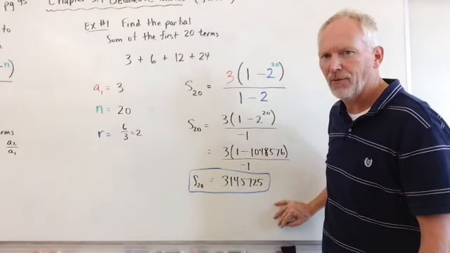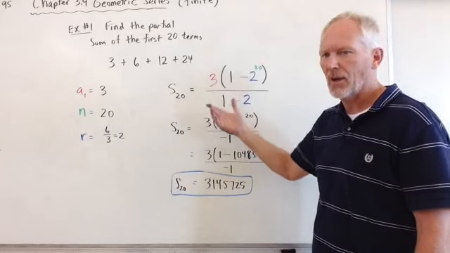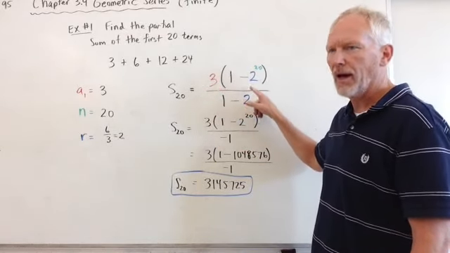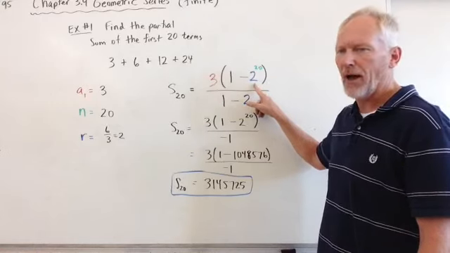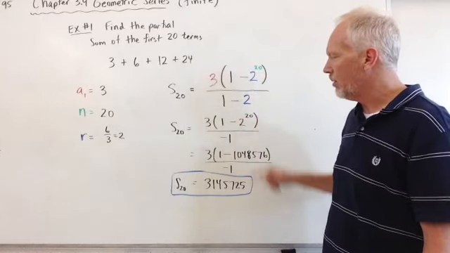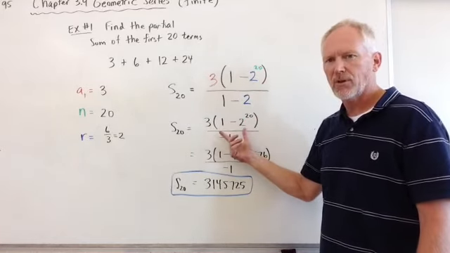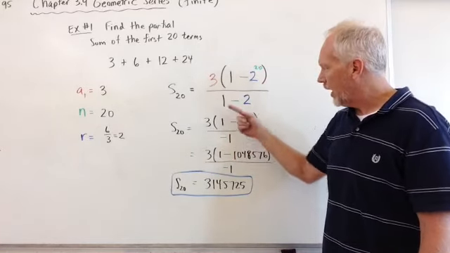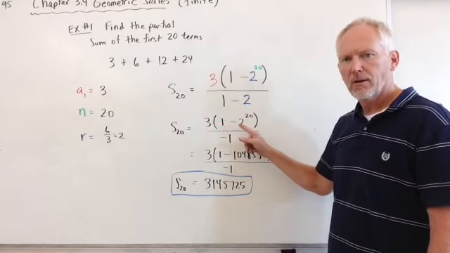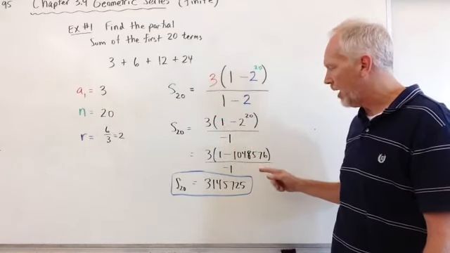So we can take that information and substitute it in. a sub 1 is 3, times 1 minus 2, the r value, to the 20th power, all over 1 minus 2. After a little bit of simplification, we get negative 1 in the denominator, and 3 times 1 minus 2 to the 20th power.